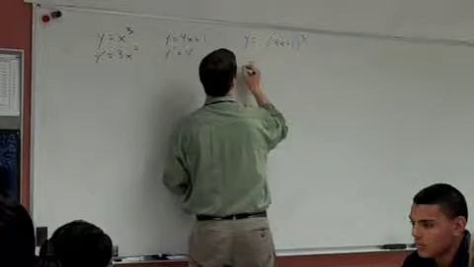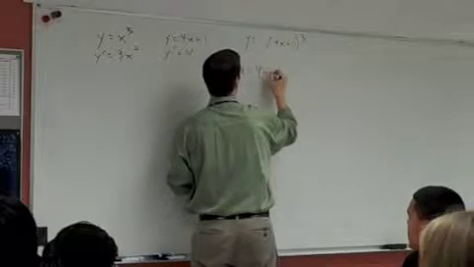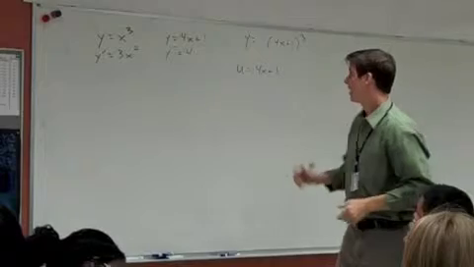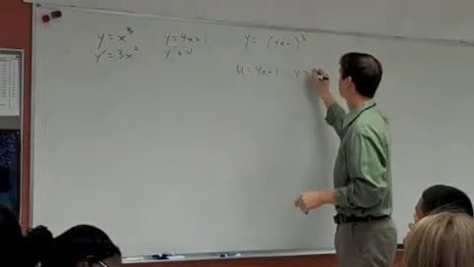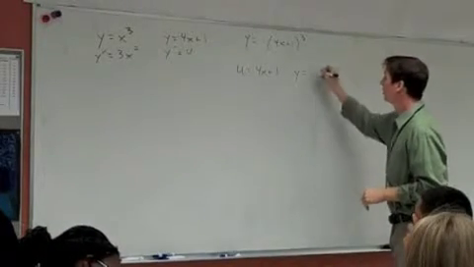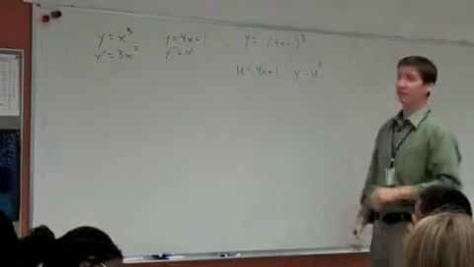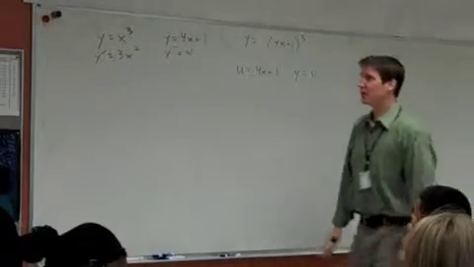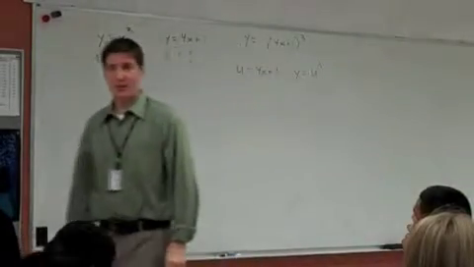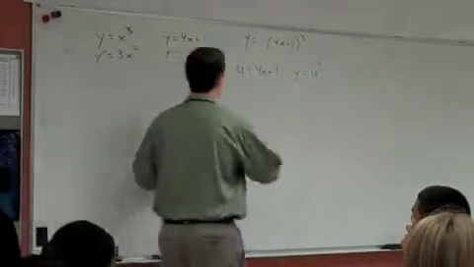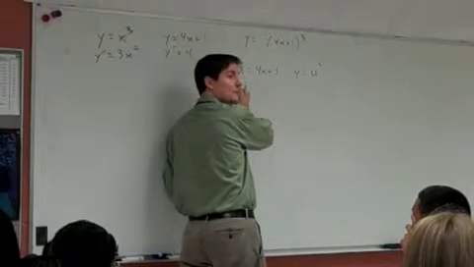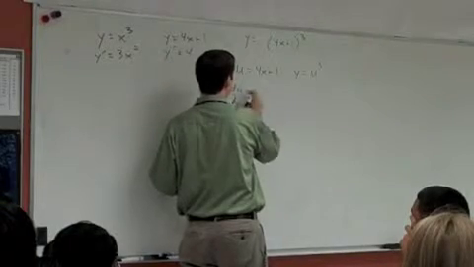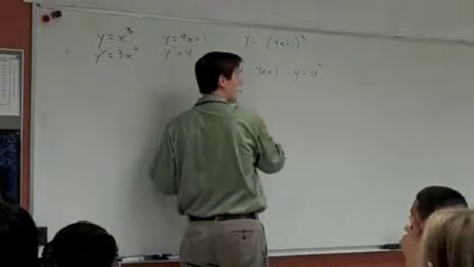Why don't I call u equal to 4x plus 1? Then y would equal u cubed. Now, instead of doing dy dx, because I don't have a y here, do you see that? Could I do du dx? Take the derivative of this u function in terms of x.